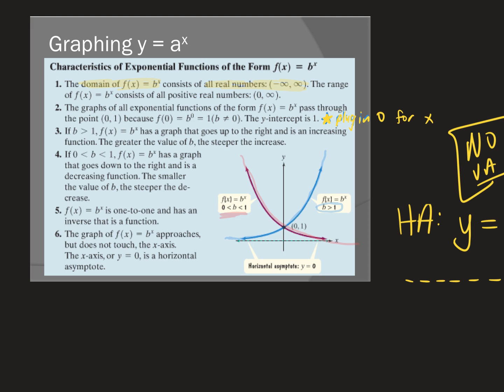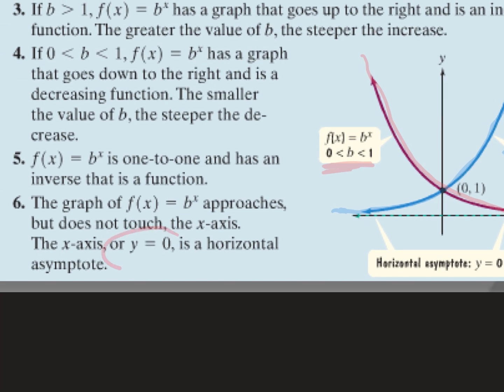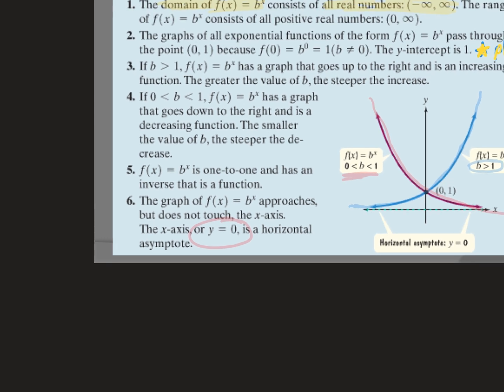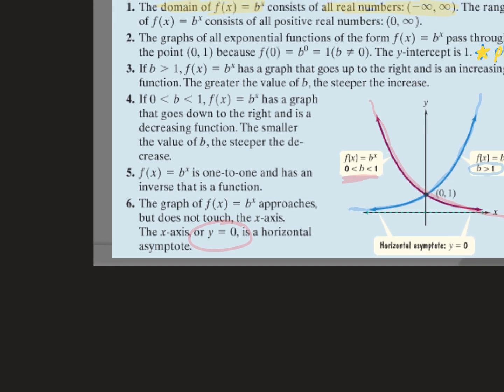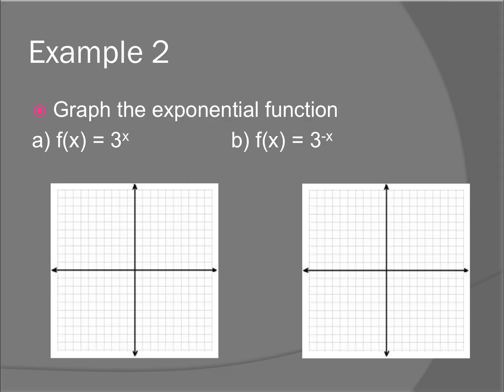So if you have a graph like this and your y equals 0 is your horizontal asymptote, that means your graph is going to get really, really close to it but not touch. So it's not going to be included in the range. With our parabola, it was included with the range. With your exponential functions, it's not. So let's go over some examples here.